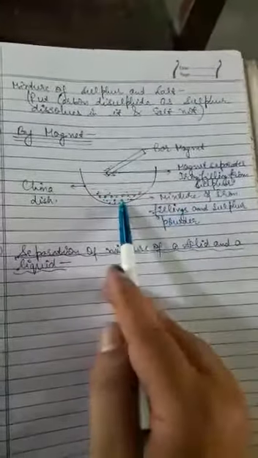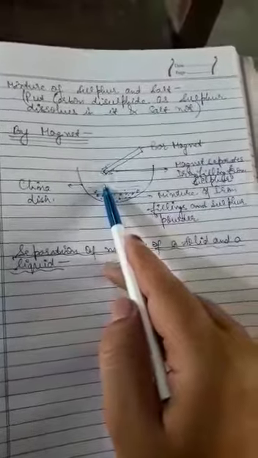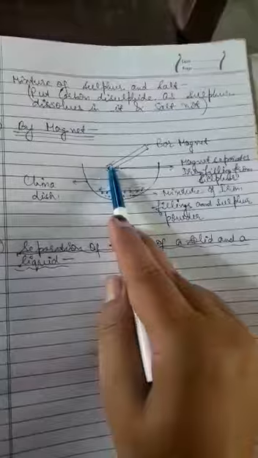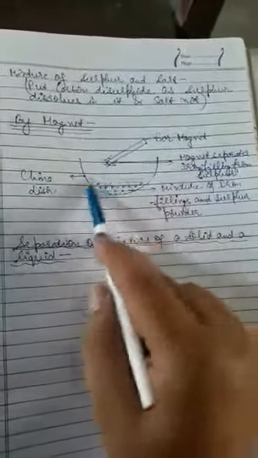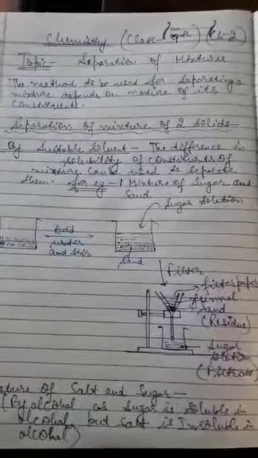Take a china dish, put a mixture of iron filings and sulfur powder in it. Now bring a bar magnet over it. What will we see? We know that the bar magnet will attract all the iron filings to itself and the iron filings get separated, and we are left behind with sulfur powder. Clear? So these are the various methods of how we can separate mixtures of two solids.